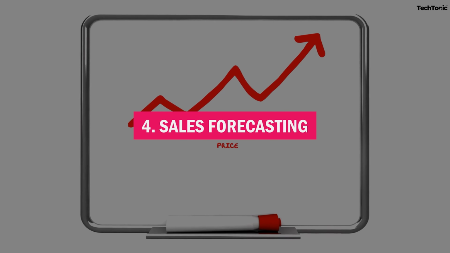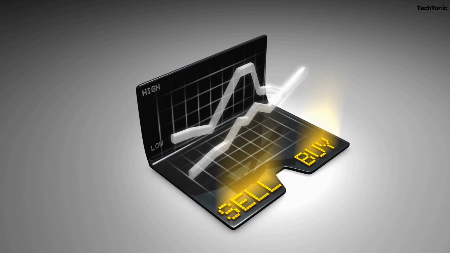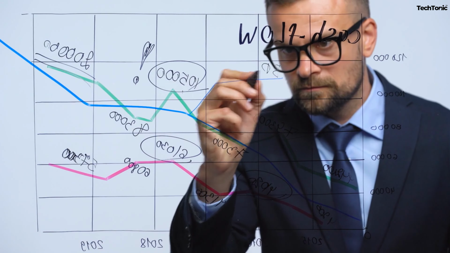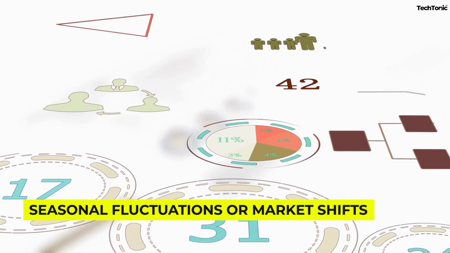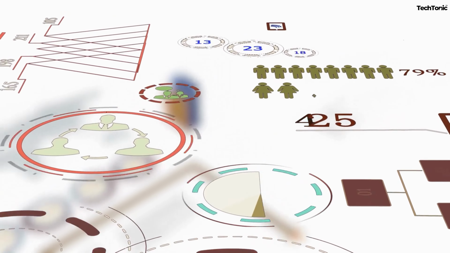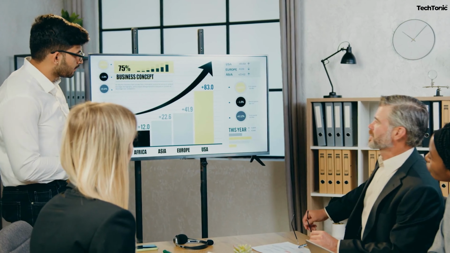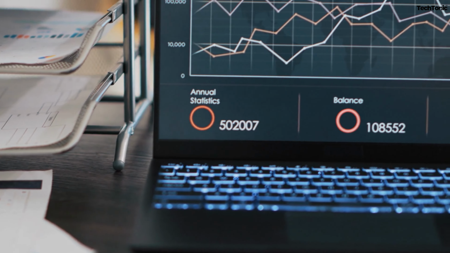4. Sales forecasting. Accurately predict sales trends based on historical data, helping your team hit targets and plan inventory accordingly. Outlier AI also identifies seasonal fluctuations or market shifts that could impact performance. This allows your sales team to make informed decisions, avoid stockouts, and meet customer demand seamlessly.